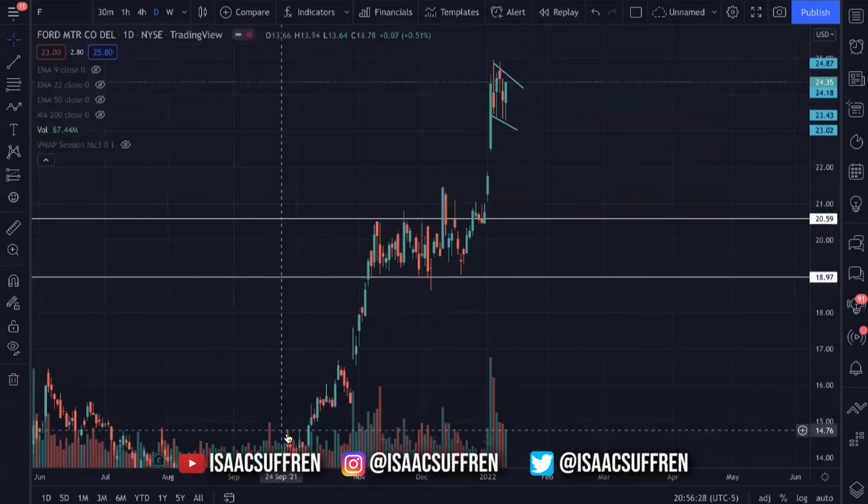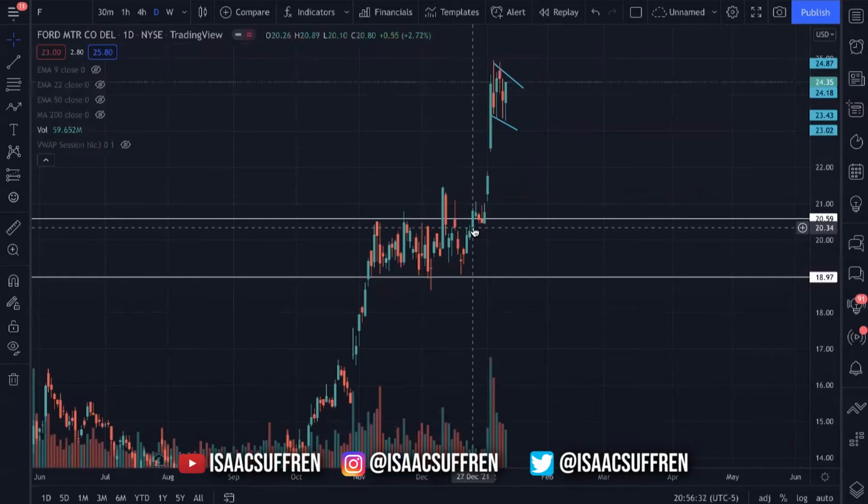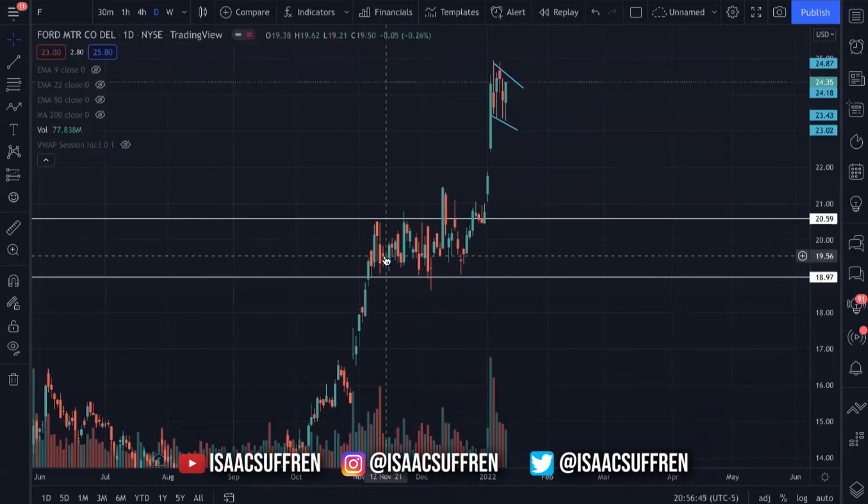As you can see, Ford had a strong move up. It started consolidating in this range, between 2059 and 1897. Now, why did I draw through these candles? There's about 3 or 4 candles that I drew right through when I drew my resistance. Well, here's why. This is a weak move up.